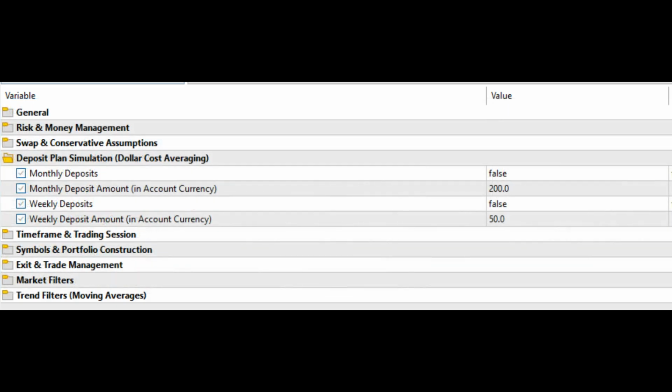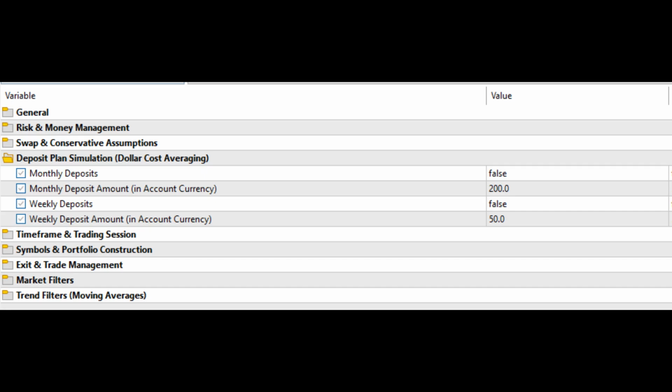Next, we look at the deposit plan simulation, which represents a simple dollar cost averaging model. The parameter monthly deposits has a default value of false. When you turn it on, the expert advisor will simulate adding fresh capital to the account once per month. This does not change individual trade quality, but it changes the shape of the equity curve because the strategy receives new capital over time.